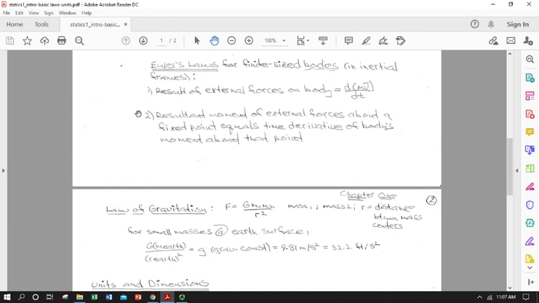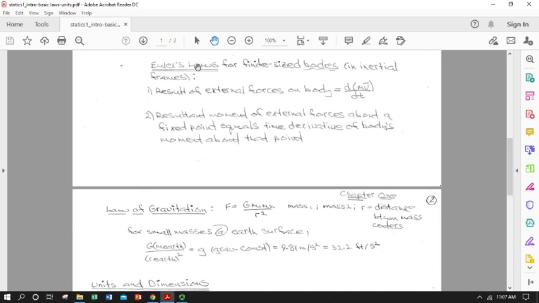laws, and we're on our second element. Again, this is transforming Newton's second law and third law for particles and applying them to a body with volume, where every bit of that volume may not be traveling at the same velocity. So we can say the resultant moment of external forces about a fixed point equals the time derivative of the body's moment about that point.